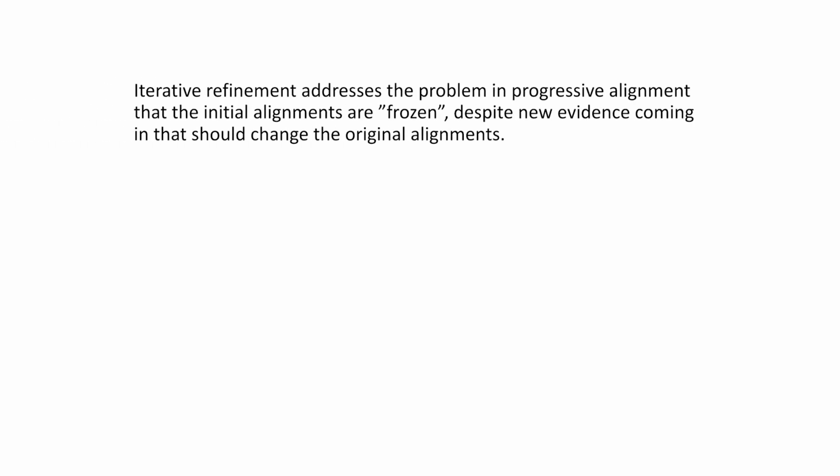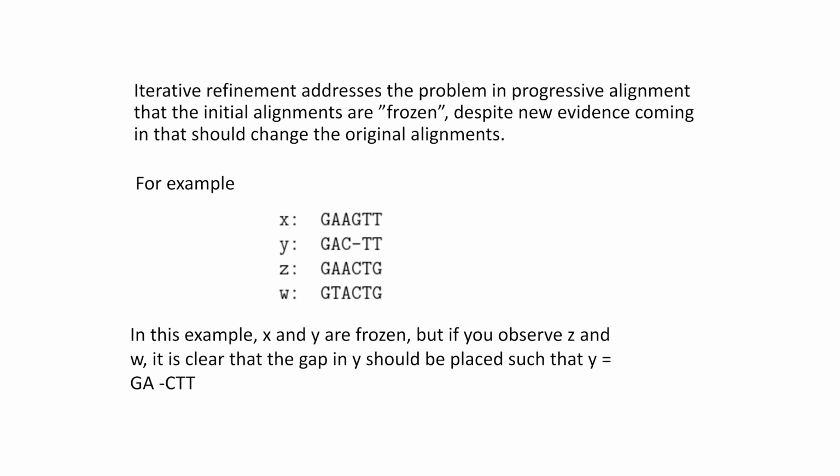Iterative refinement addresses the problem in progressive alignment that the initial alignments are frozen despite new evidence coming in that should change the original alignments. For example, you can see x, y, z, w, the four sequences. In this example, x and y are frozen, but if you observe z and w, it is clear that the gap in y should be placed such that y is equal to G, gap, C, T, T.